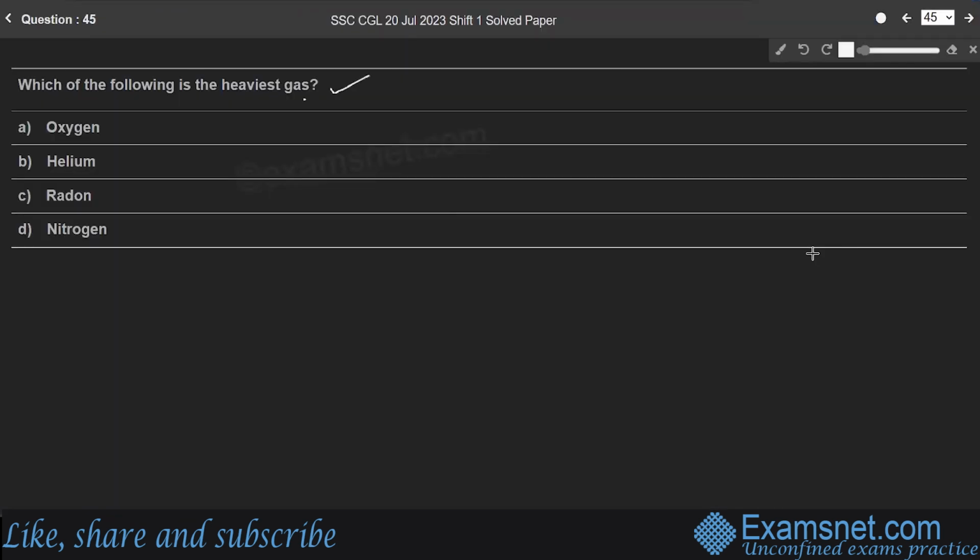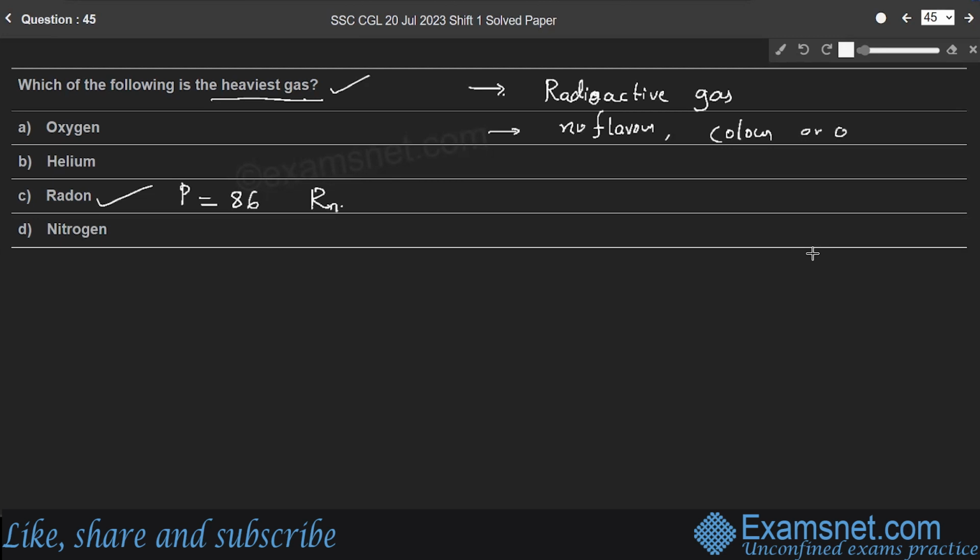Question 45. Which of the following is the heaviest gas? Here, radon is the heaviest gas. Its atomic number is 86 and the symbol is Rn, right? The radioactive gas radon has no flavor, color or odor, right? So its characteristics are, it's a radioactive gas with no flavor, color or odor. So radon is the heaviest gas.